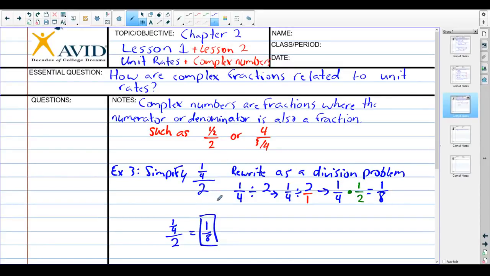So as bad as this looks, it's not so bad, right? It's just a matter of rewriting and then doing stuff we already know how to do. Okay?